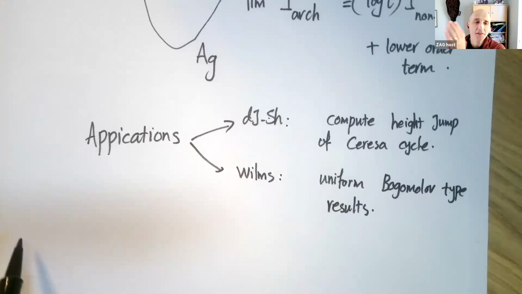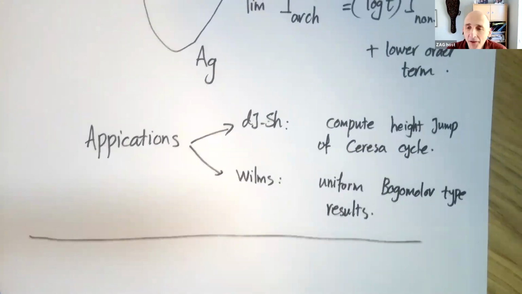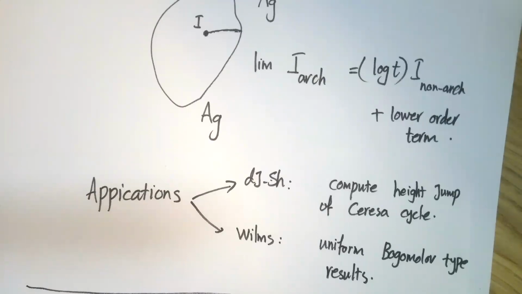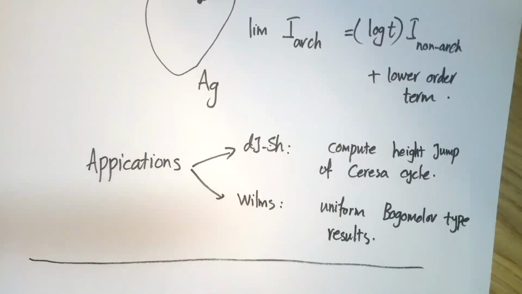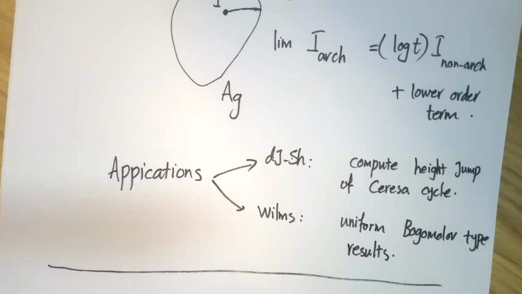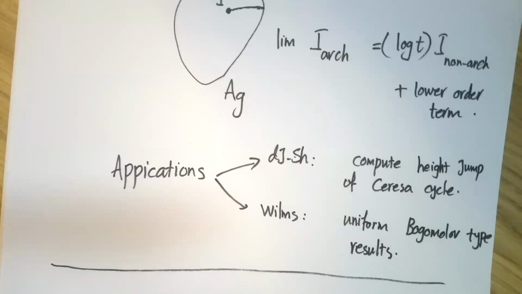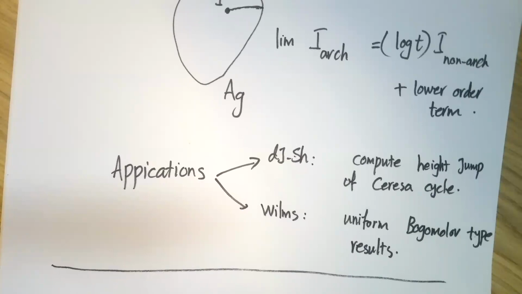Okay, let's thank Farbod for a very nice talk. Any questions? Let's see. This is Herb Clemens. This last result that you mentioned, is there any interpretation that links to the asymptotic mixed Hodge theory?